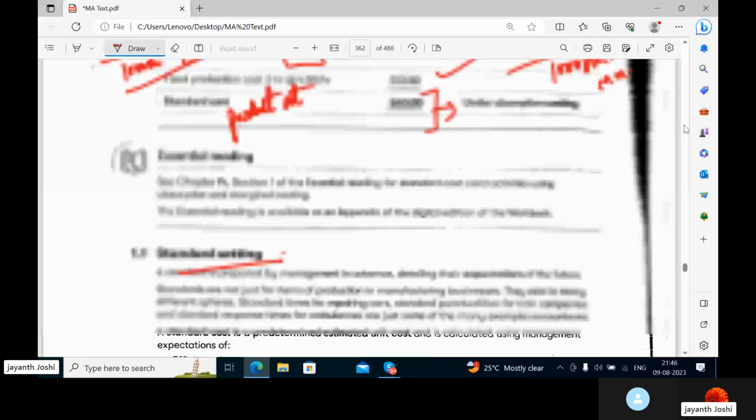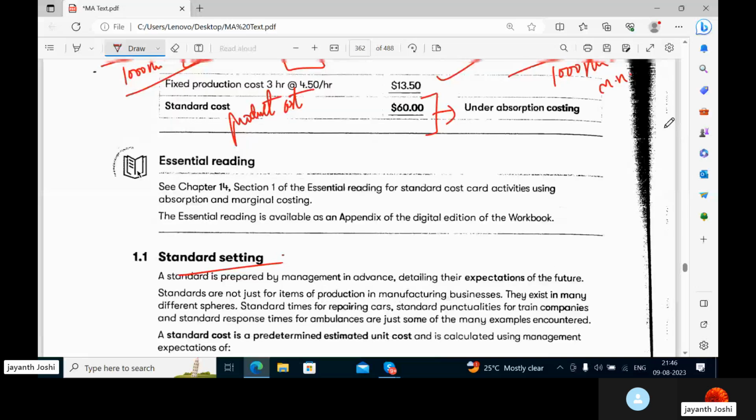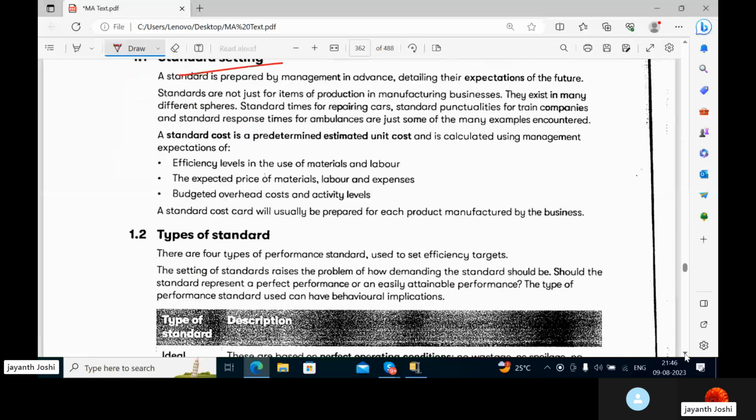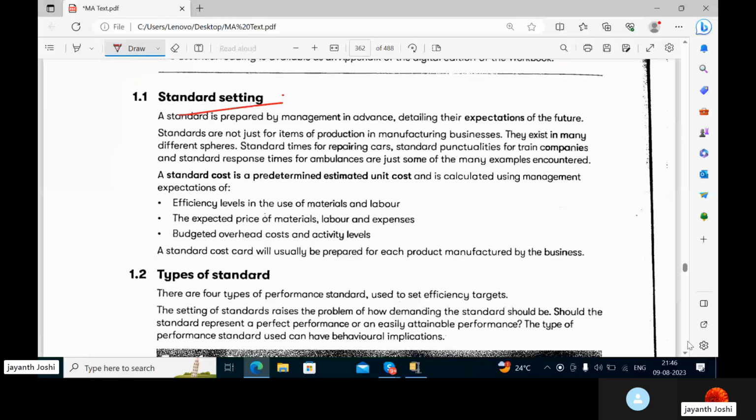See, standard setting, whatever standards you set, those standards should be based upon your past experiences, your capacity, or what you have actually been seeing since so many years. Let's say if you want to decide how much raw material you are going to take, definitely you will check how much you have been producing on an average, and based upon that you are going to estimate how much raw material you are going to use. Correct? So past experiences is what everyone follows to make the future estimates.